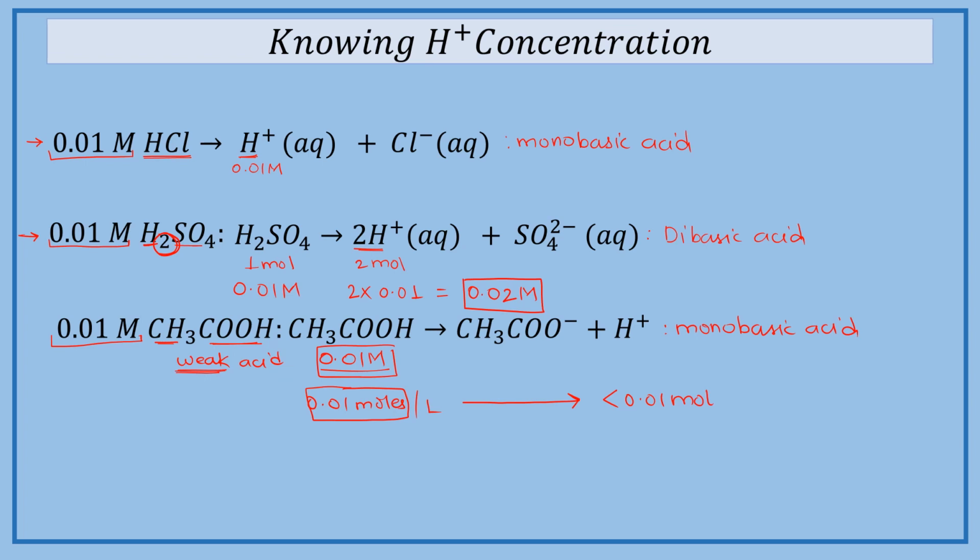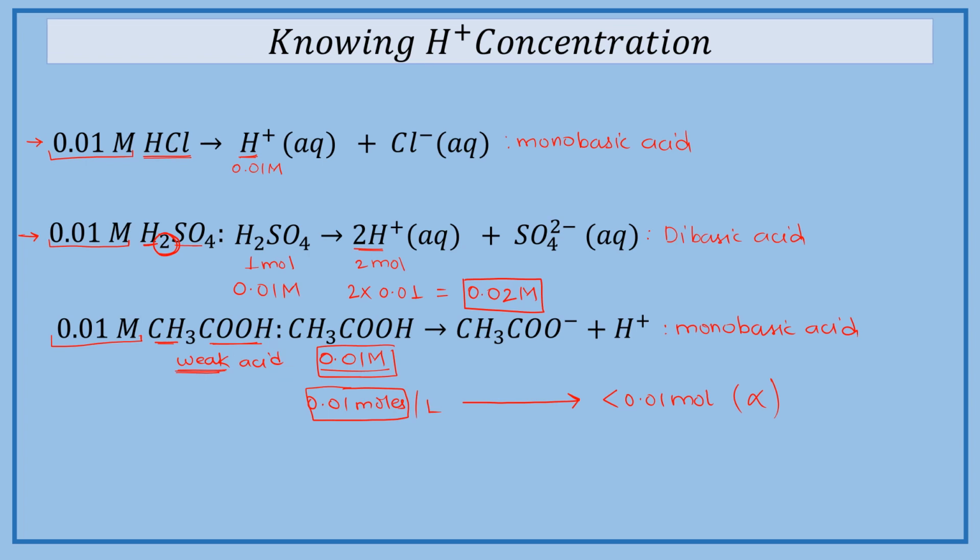And for further calculation we would require more information in terms of its degree of dissociation, that is often designated by the letter alpha. This alpha tells us the fraction of the initial molecules that actually dissociated into its constituent ions.